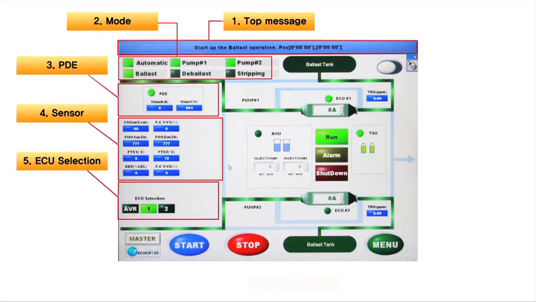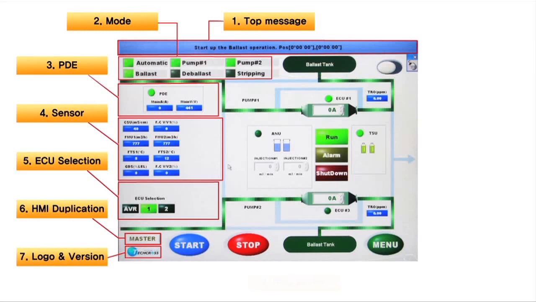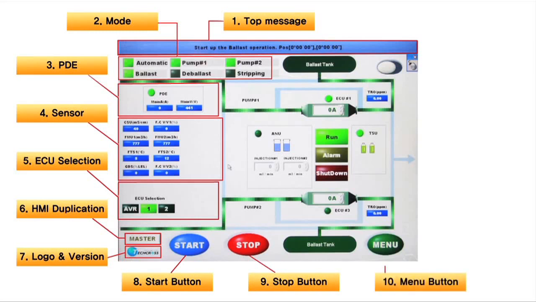5. ECU selection, selection of ECU when there are more than 2 sets of ECU installed. 6. HMI duplication, state of CPC HMI, master/slave. 7. Logo and HMI version, ECS logo, able to check HMI version by clicking. 8. Start button, startup of ECS. 9. Stop button, stop of ECS. 10. Menu button, collection of different functions offering more detailed information.